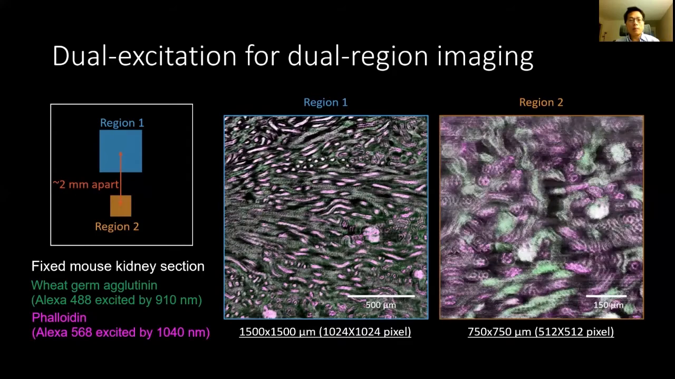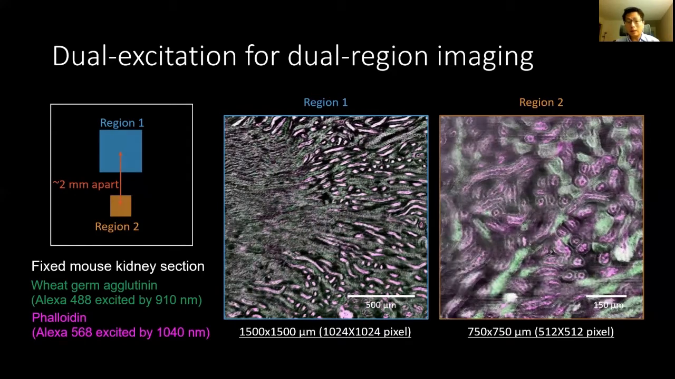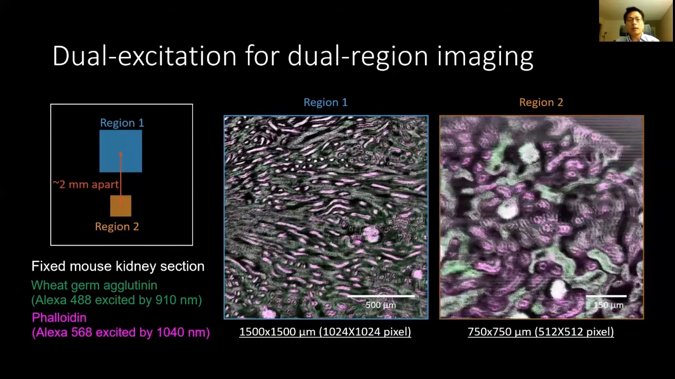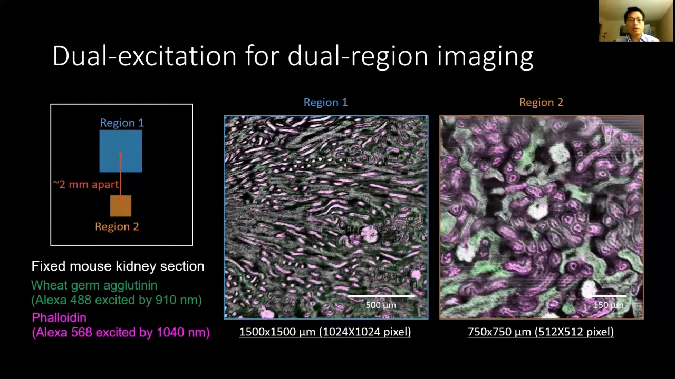So I hope that the above example experiments of simultaneous dual region imaging demonstrate the utility of the Diesel2P system.